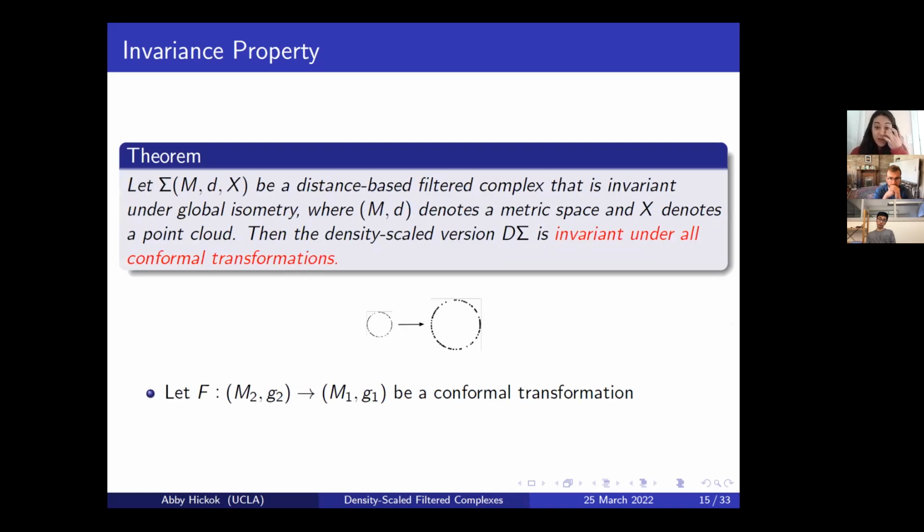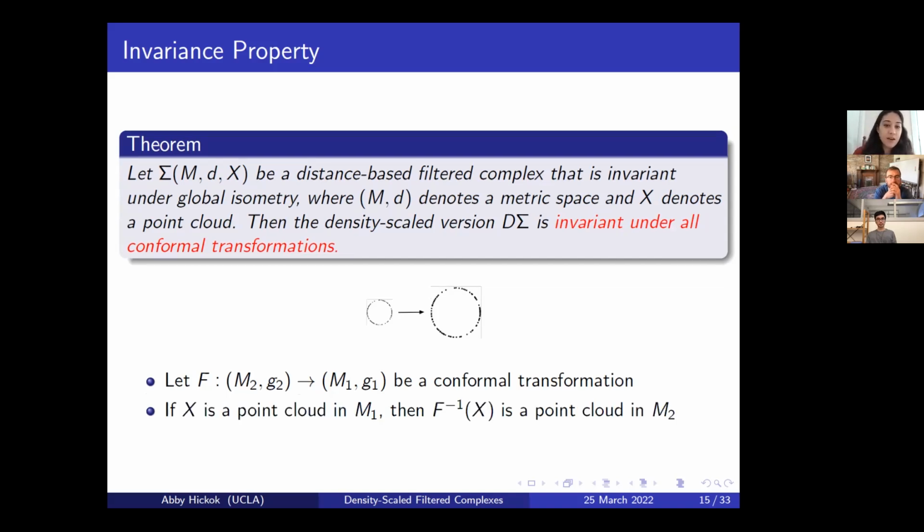Okay, so let's say we have some conformal transformation between manifolds. For simplicity, my picture here is just a global scaling of a circle. If we have some point cloud in M1, then its preimage is also a point cloud in M2. So that's what we have here. These are the same point clouds, just scaled down.